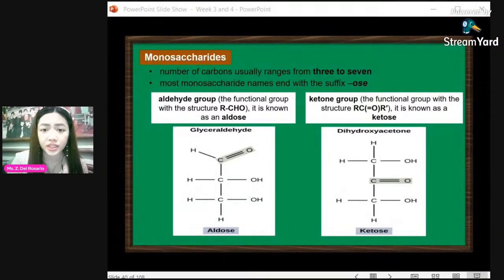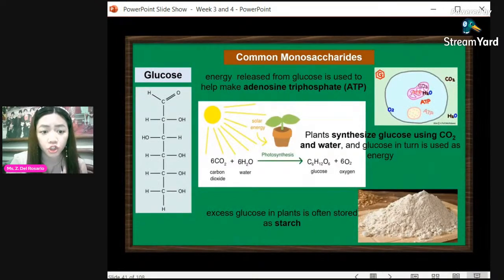So usually, these monosaccharides have a number of carbons ranging from 3 to 7, and at the same time, their names end with the suffix -ose, like aldose and ketose. At the same time, we also have other common monosaccharides like glucose, or what we call blood sugar.